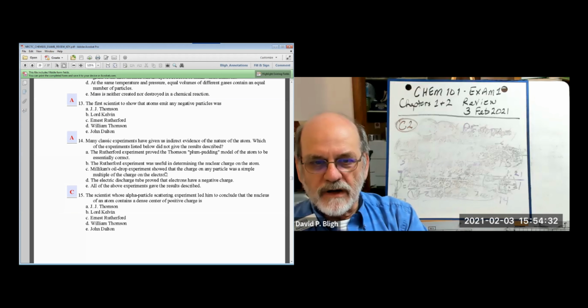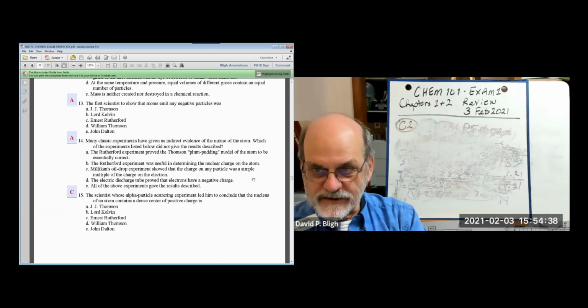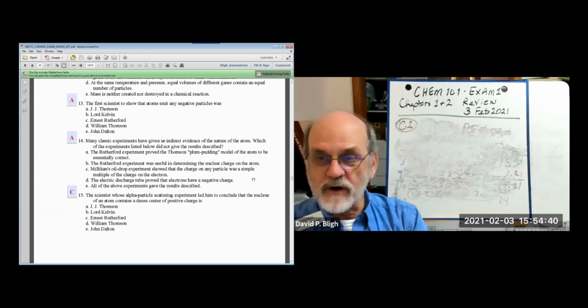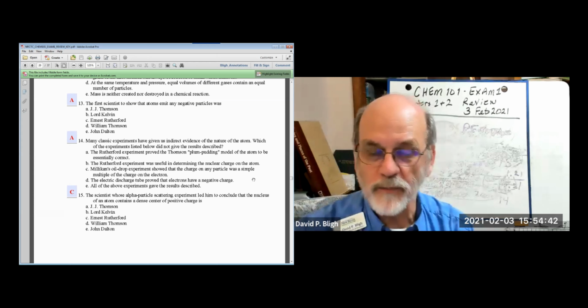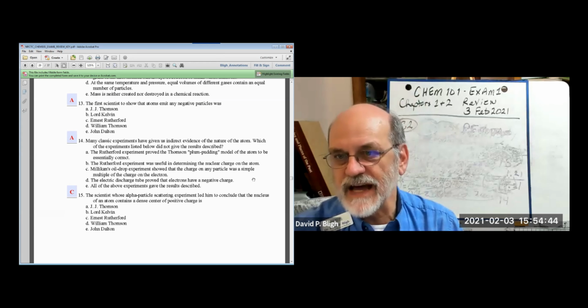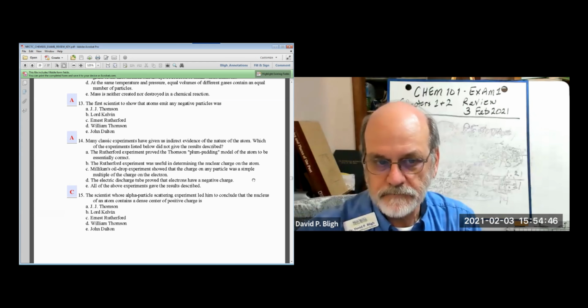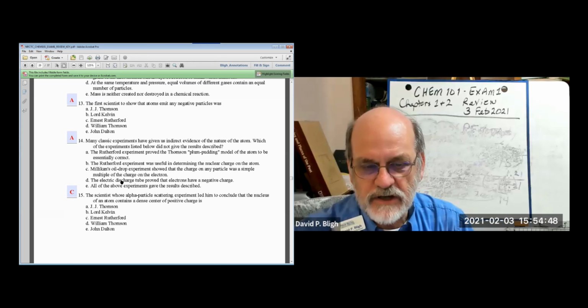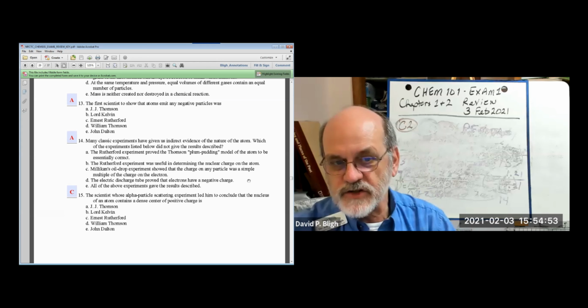Millikan's oil drop experiment showed that the charge on any particle is a simple multiple of the charge on the electron. Yes. He did determine the elementary charge, which was 1.6 times 10 to the minus 19th coulombs. The electric discharge tube proved that electrons have a negative charge. Yeah, that's J.J. Thomson.